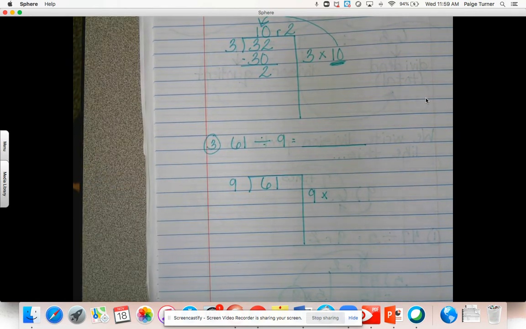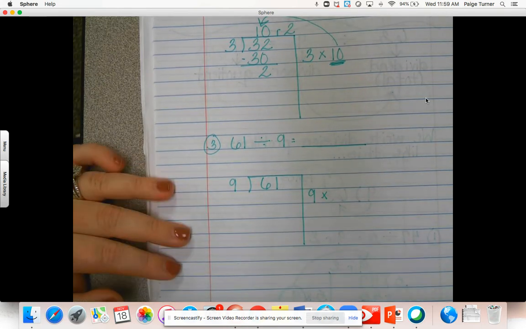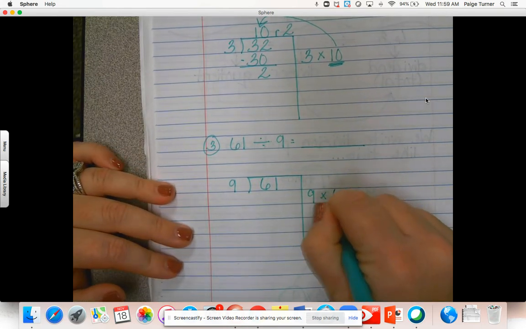So let's see, when we count by 9s, we've got 9, 18, 27, 36, 45, 54, and then we say 63, right? Since 9 times 7 is 63, that's too big. We need to back it up a little bit, and we'll do 9 times 6.